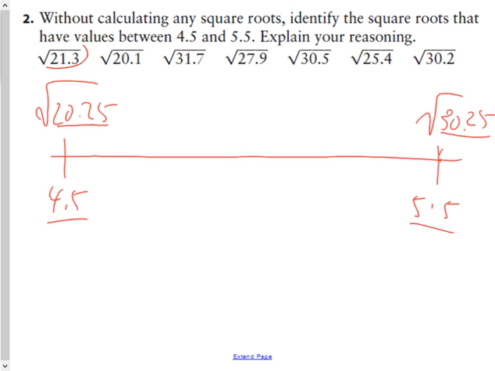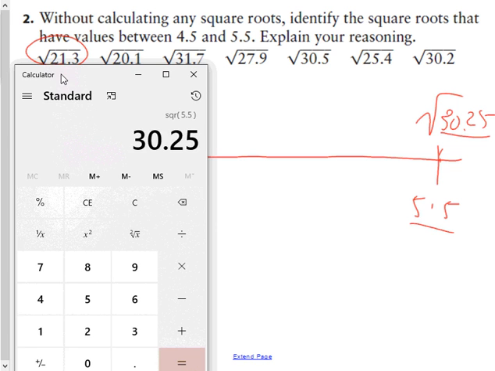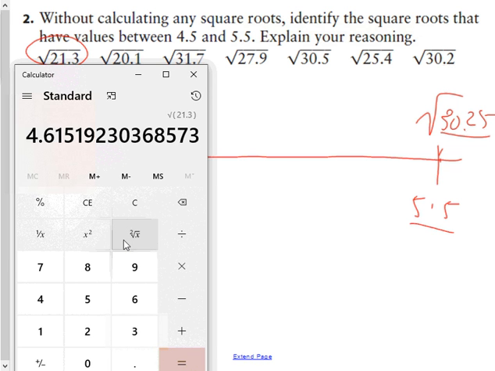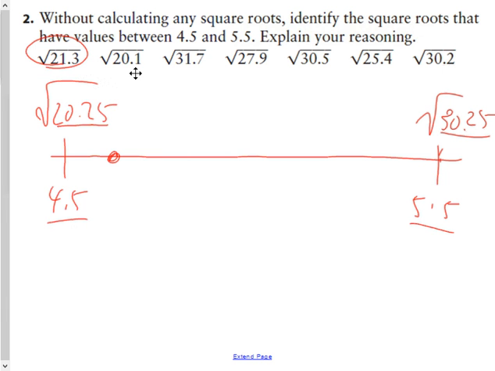So if I think about this number right here, 21.3, since that would fit between here and here, roughly maybe here, its square root should be between 4.5 and 5.5. So we go 21.3. What is the square root? It's 4.6, so it is between 4.5 and 5.5. And then this would be between there, this would be between there, and this would be between there. So those four numbers, if you plugged them into a calculator, should have a square root between 4.5 and 5.5.